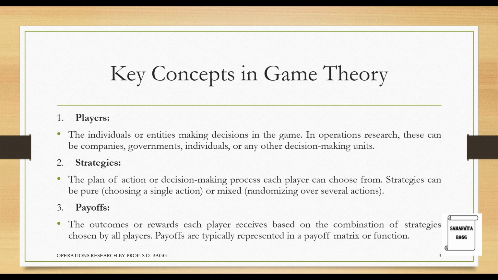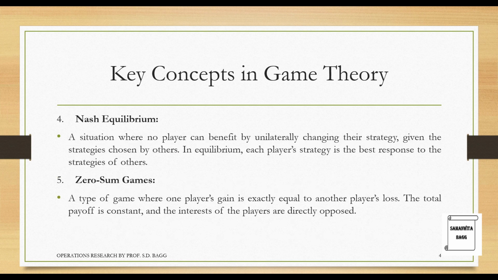Third one is payoffs, the outcomes or rewards each player receives based on the combination of strategies chosen by all players. Payoffs are typically represented in a payoff matrix or function. So whatever reward or outcome you obtain when you have chosen certain strategies, that is what you are supposed to write in the form of matrix or function.